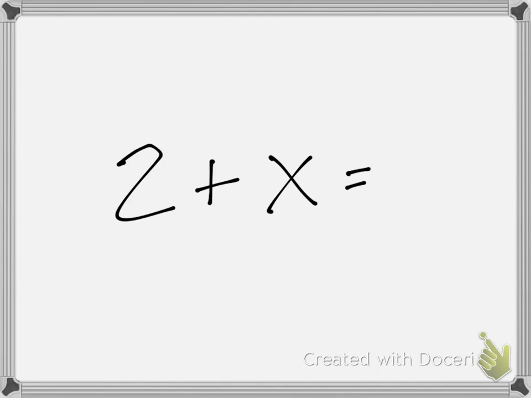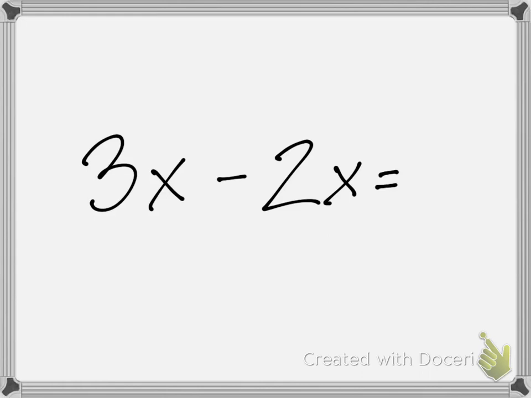What about this one? 2 plus x. Are these like terms? No, they are not. 2 is a number and x is a variable, so we can't combine them. The answer is still 2 plus x. That's all we can get.